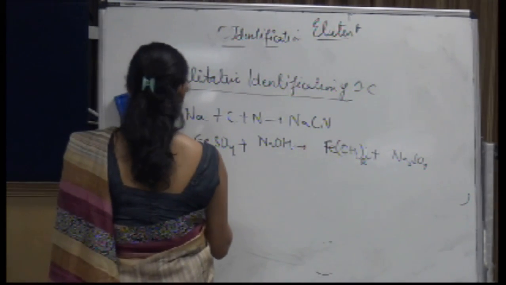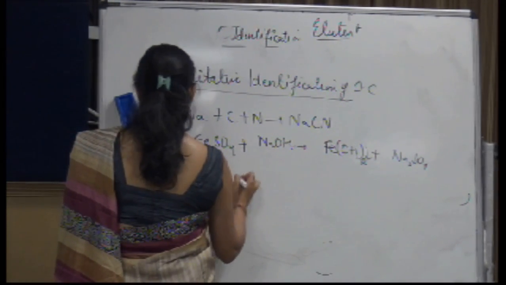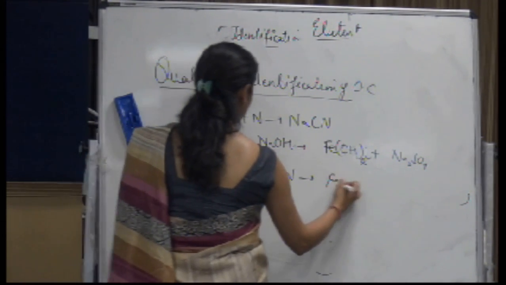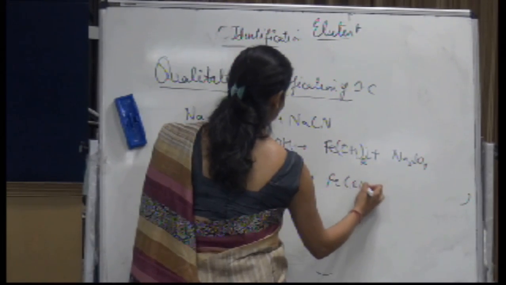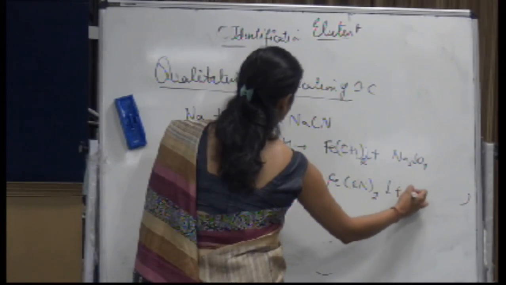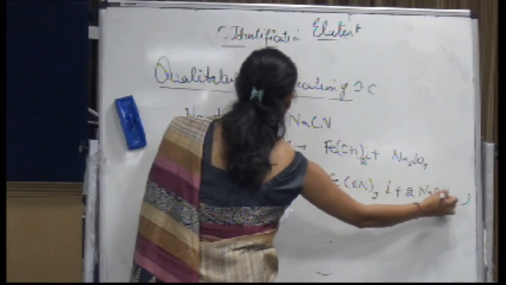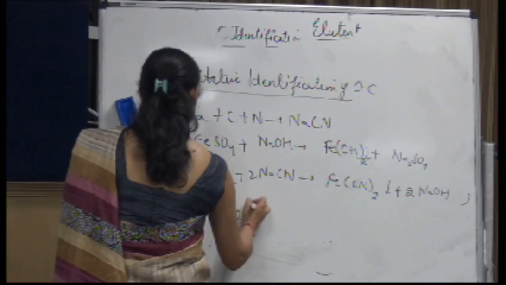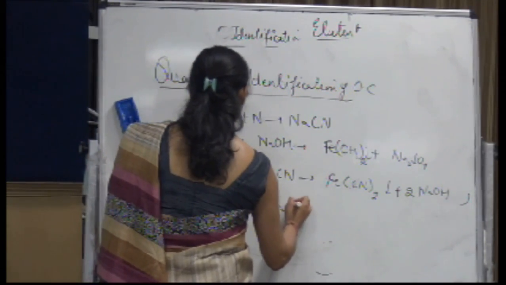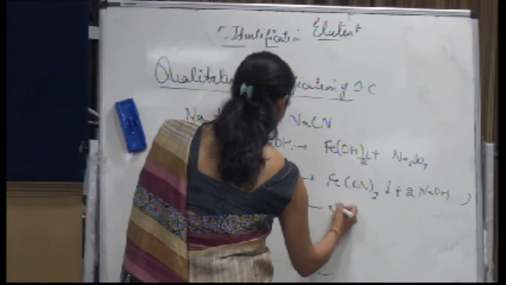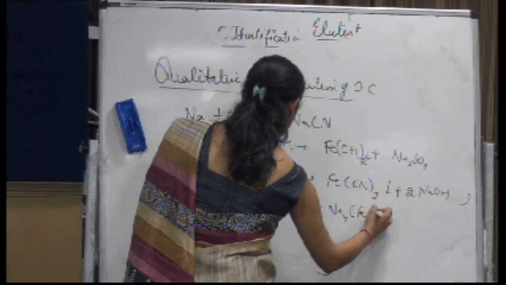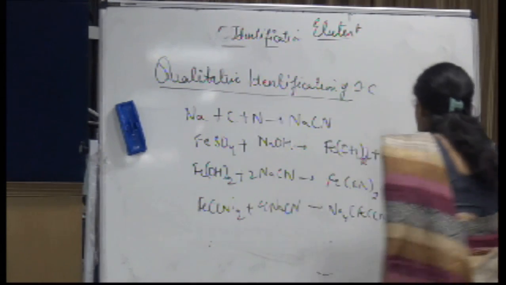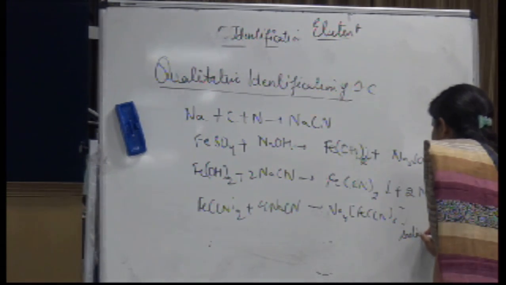This ferrous hydroxide would react with NaCN to form ferrous cyanide precipitate, and this ferrous cyanide precipitate will again react with sodium cyanide to form Na4Fe(CN)6. This is known as sodium ferrocyanide.